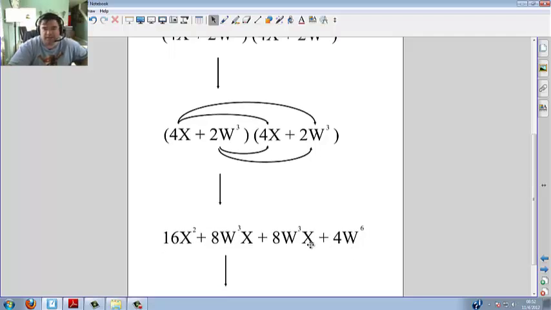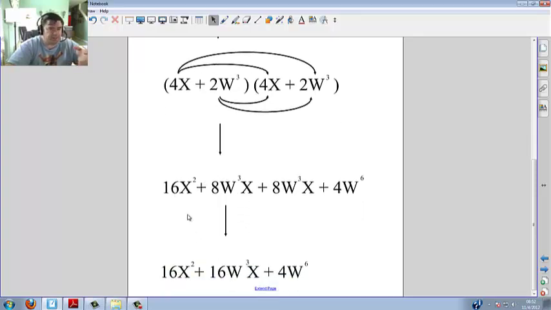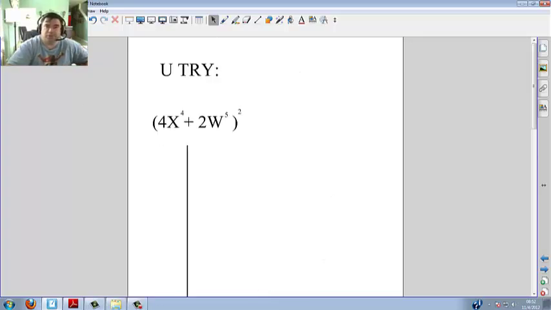Now, interesting thing here is I have 8w cubed x, and there's two of them, but in this case, because there's a number out in front, this will become 16w cubed x. And this becomes 16x squared, and this is 4w to the 6th power. You try, go ahead.